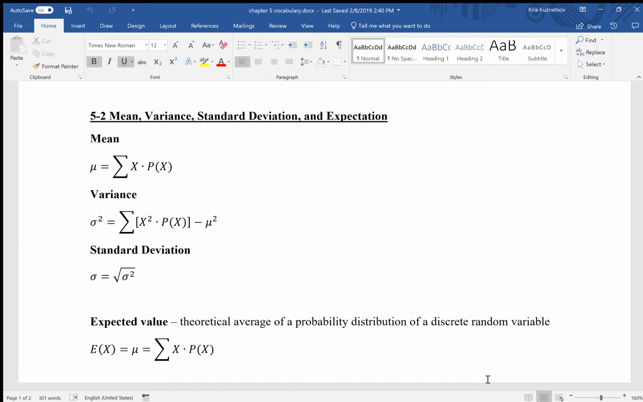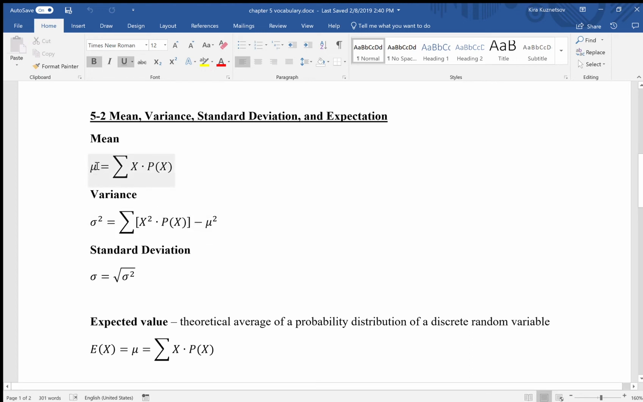The last thing that we're going to cover in 5-2 is called expected value. The reason this formula is in 5-2 is because the formula for finding the expected value of a game is the same as finding the mean. So here I can see the formulas.